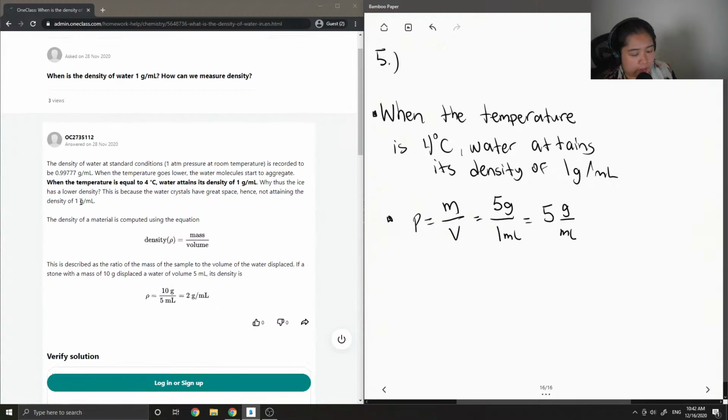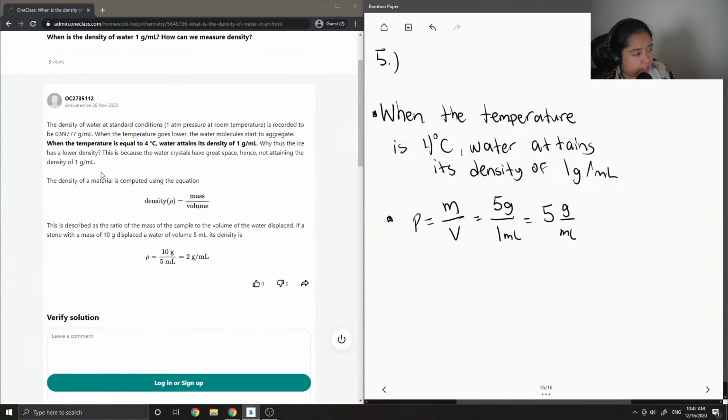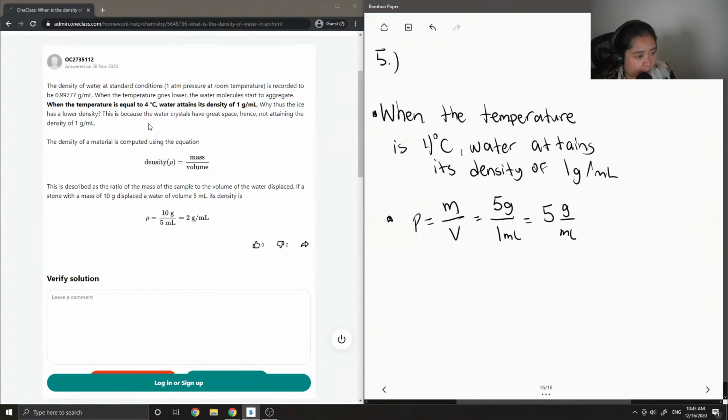Okay, so let's see what the junior tutor said. The density of water at standard conditions, 1 atm pressure at room temp, is recorded to be 0.99777 grams per mil. So it's pretty much also just 1. But when the temperature goes lower, the molecules start to aggregate. When the temperature is equal to 4 degrees Celsius, water attains its density of 1 gram per mil.